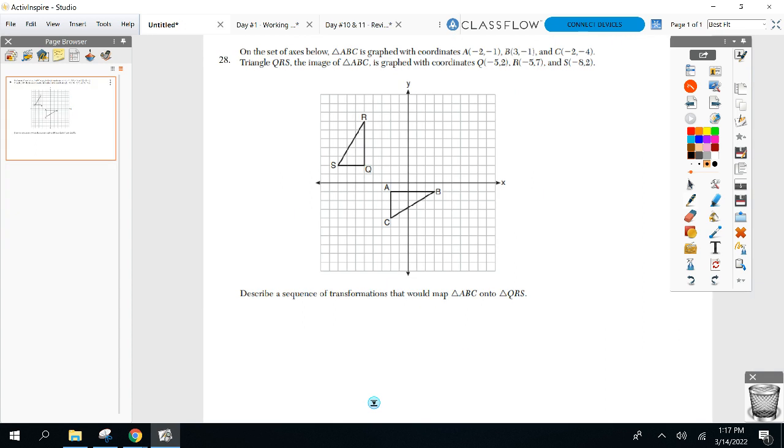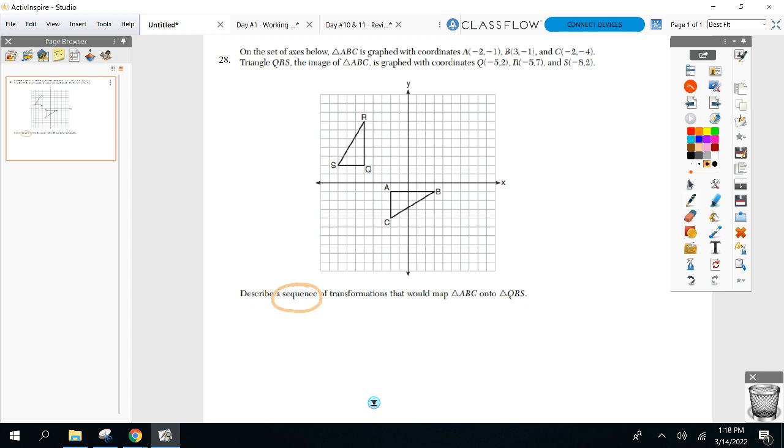So I pulled this off of number 28 in your packet. I'm not going to go through it with you. I just want to give you a little tip. So you have to describe a sequence. What's that telling me? At least 2, because 1's not going to cut it. So at least 2, that'll help you out.